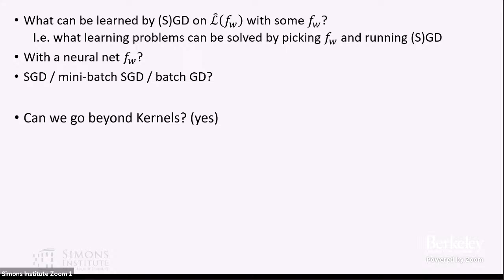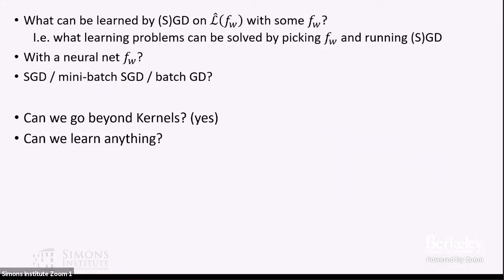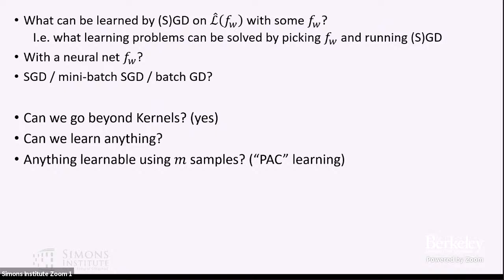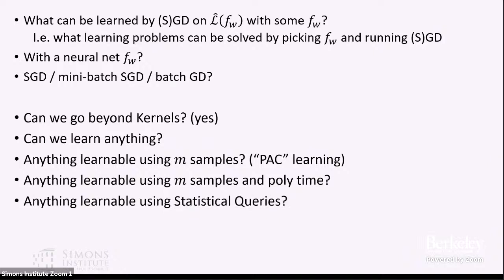So the question is, what can we learn with the gradient descent differentiable model? And in particular, can we go beyond kernels? We already know that we can go beyond kernels. But maybe we can learn anything, maybe anything that's learnable we can encode as gradient descent. By anything that's learnable, I mean anything learnable using some method using m samples. This is what I'll refer to as PAC learning, and I'll completely ignore the fact that these letters actually mean anything. When I say PAC learning, I just mean learning based on m samples, or maybe anything that's learnable using polynomial time with m samples, or maybe at least anything that's learnable using statistical queries, right?